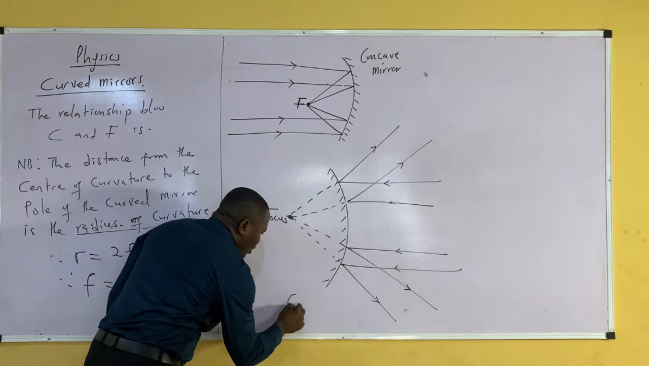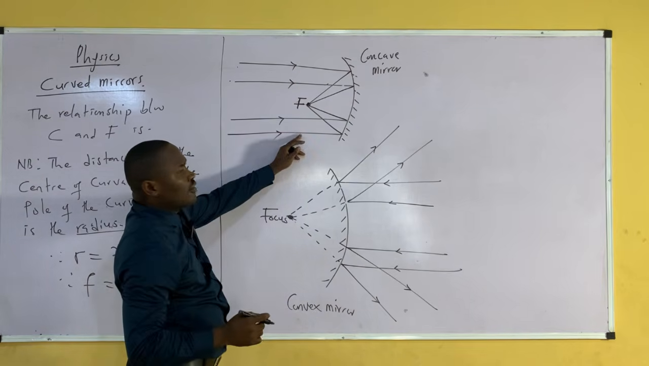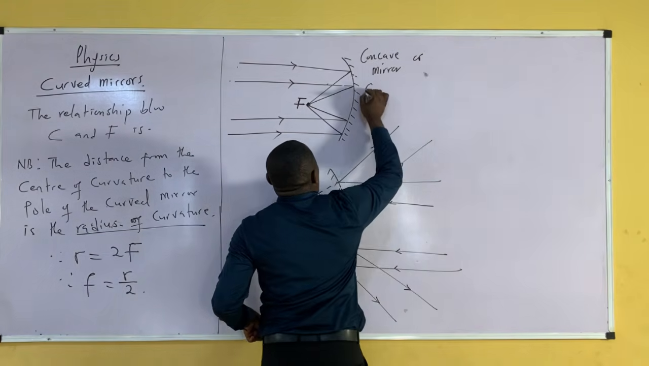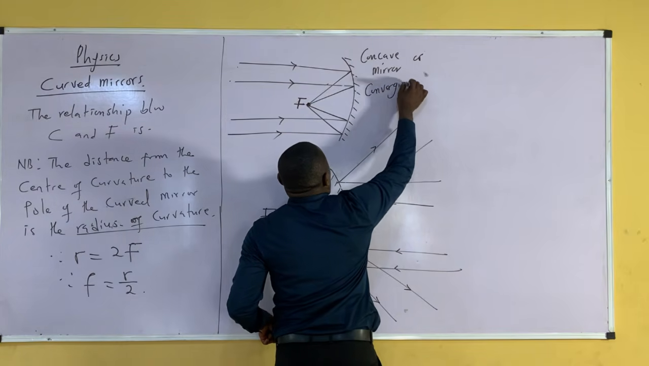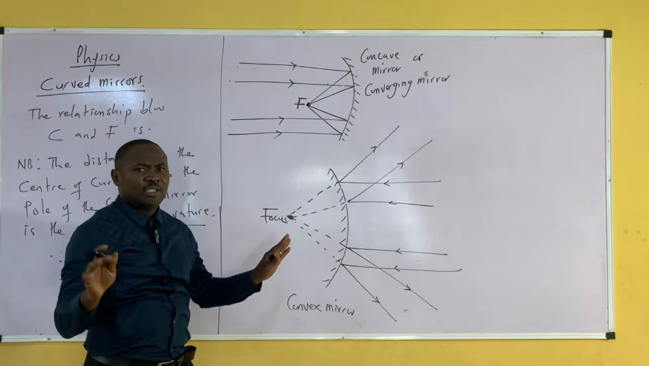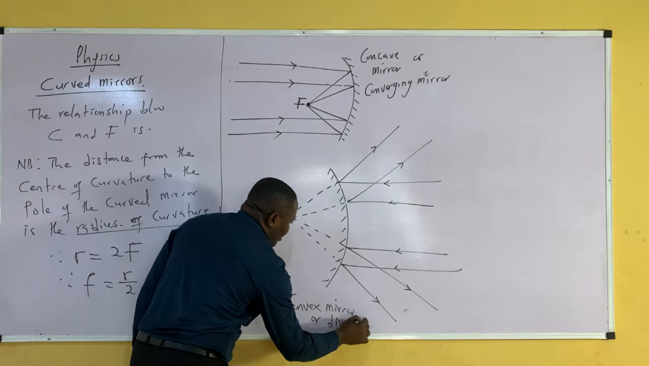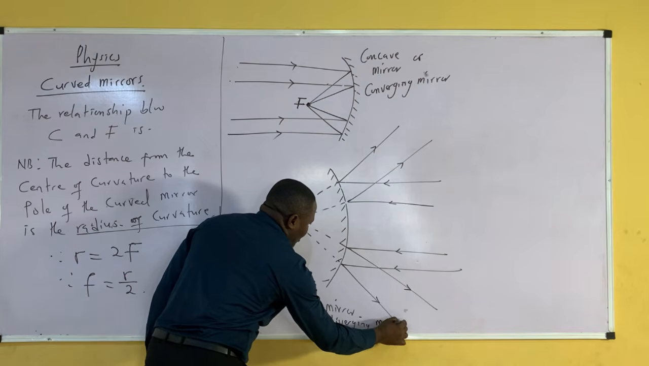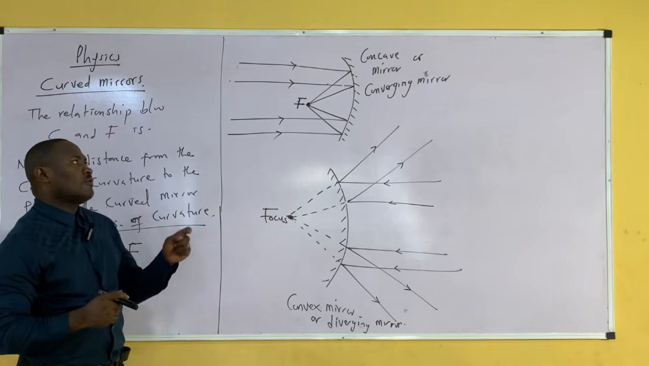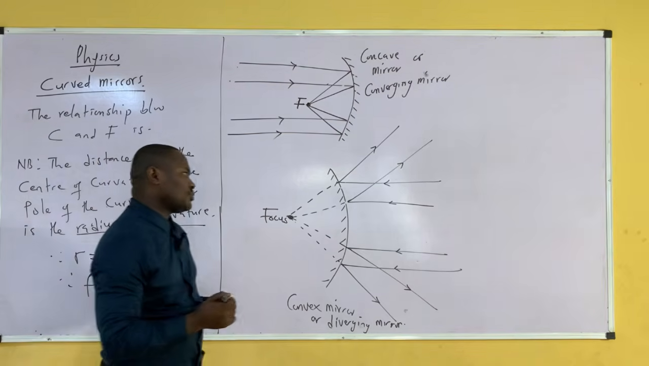This is for a convex mirror. What does that mean? It means that a concave mirror converges light rays, hence it is called a converging mirror, while a convex mirror diverges light rays, so it is called a diverging mirror. So we have successfully said that a concave mirror is also called a converging mirror, while a convex mirror is also called a diverging mirror.